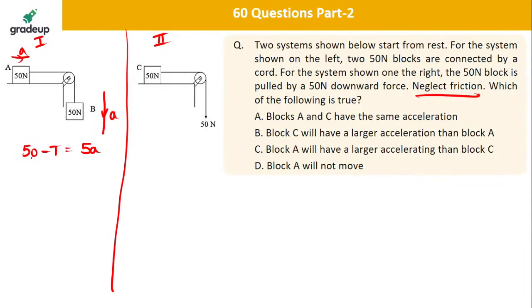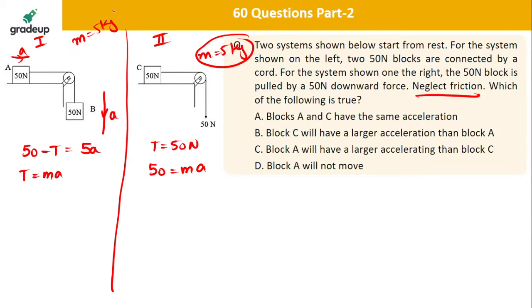And this will be T is equal to MA. In this case, directly T is equal to 50 Newton. So 50 is equal to M into A. Mass will be equal to 5 kg, if I'm taking G equal to 10. So A will be equal to 5. Yes, quickly. I need quick response. So mass is 5, so we'll be having 10 meter per second square.